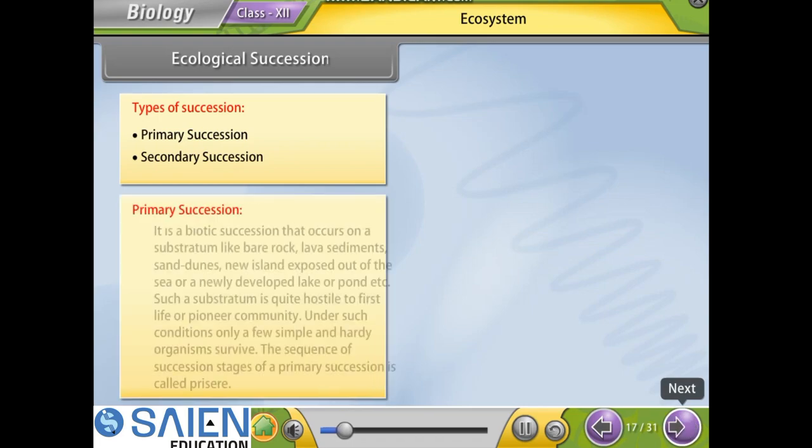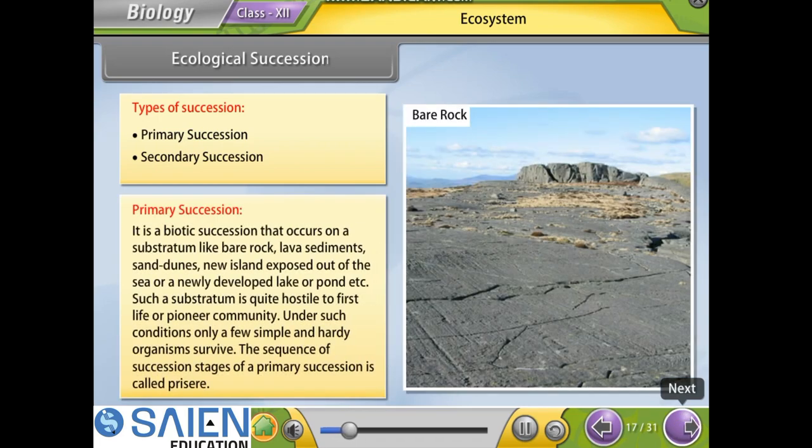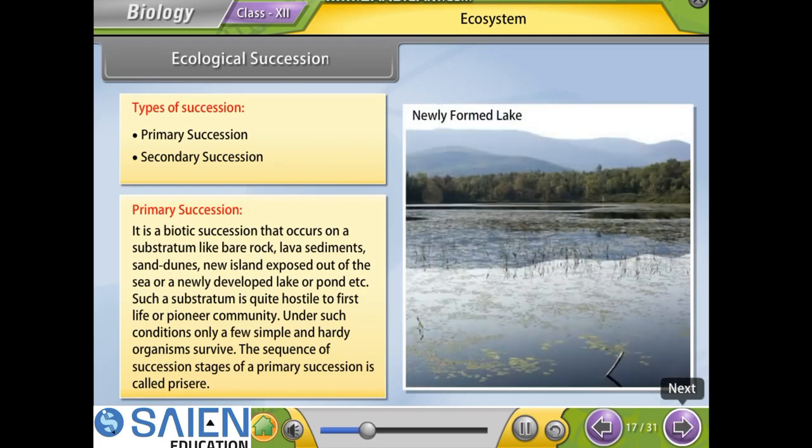Primary succession. It is a biotic succession that occurs on a substratum like bare rock, lava sediments, sand dunes, a new island exposed out of the sea, or a newly developed lake or pond, etc. Such a substratum is quite hostile to first life or the pioneer community. Under such conditions, only a few simple and hardy organisms survive. The sequence of succession stages of a primary succession is called prisere.